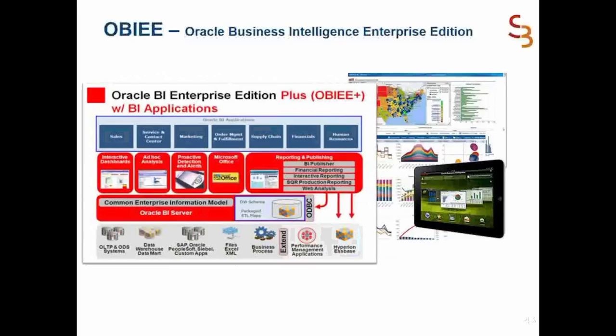OBIEE, Oracle Business Intelligence Enterprise Edition, is really a business intelligence reporting platform. It has the ability to create almost any kind of report. Dashboards, static reports, interactive reports, ad hoc reports for query and analysis, drill down capabilities, the ability to create pivot tables, slice and dice data, drill down, as well as mobile reports and advanced analytical reports that allow you to do predictive analysis and use programming language such as R to create models and forecasts. It's a comprehensive reporting solution.